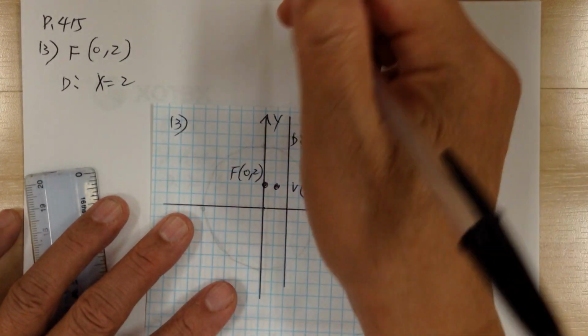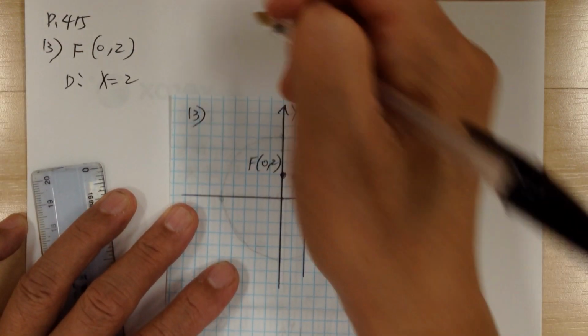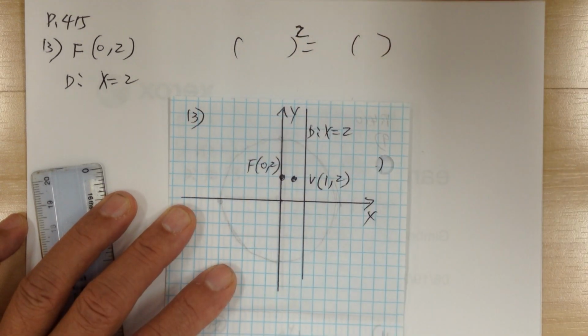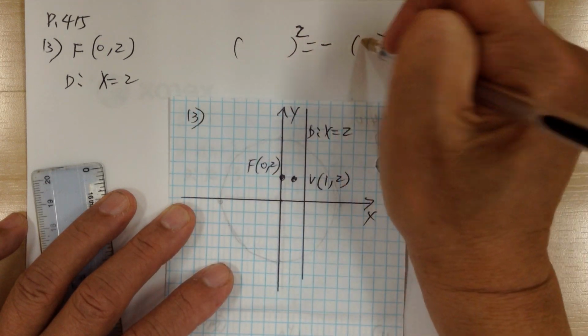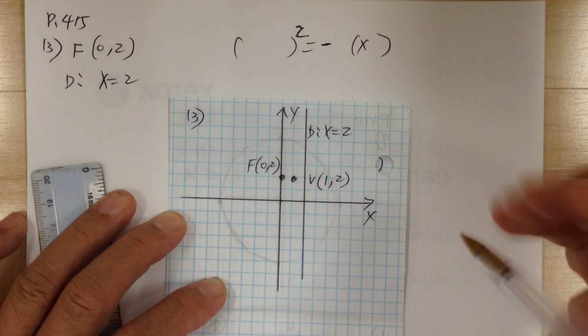Now let's go ahead and write our equation. This one is going to open to the left, so you can get your template ready. First you have to use the direction. The direction is negative x direction, so this is going to open to the negative x direction. So it will be negative x.